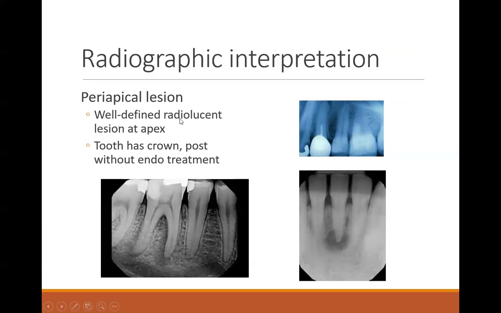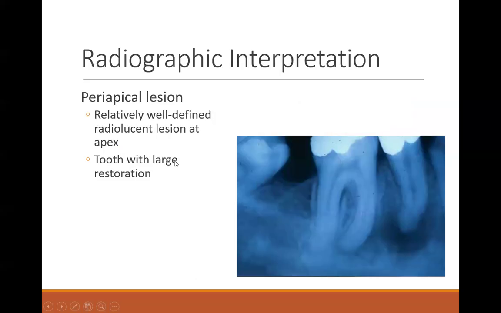Periapical lesions are well-defined radiolucent lesions at the apex. You can see a couple examples here and here. And you can start to see a bit up here, the tooth has a crown post without endo treatment. So it's just showing some different ones. I don't know why it says that specifically, but I think it's just pointing it out. Periapical lesions are relatively well-defined radiolucent lesions at the apex. And that's the tooth with the large filling. You can also see something's happening down here as well.